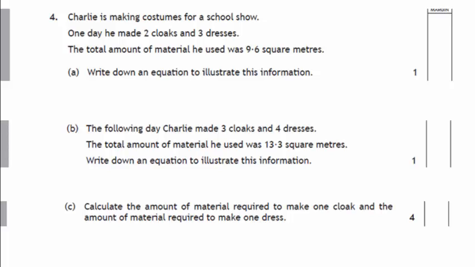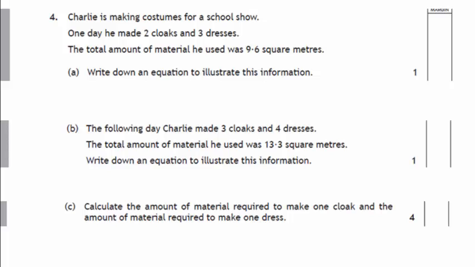Now here's a simultaneous equation, okay? Sometimes you get them in paper 2, in which you're having to use your calculator. Obviously, paper 1, you don't need to use your calculator, so it won't be as complex. What we've got here is somebody making costumes for a school show. You make 2 cloaks and 3 dresses, and that uses up 9.6 meters of clothing. So write an equation.